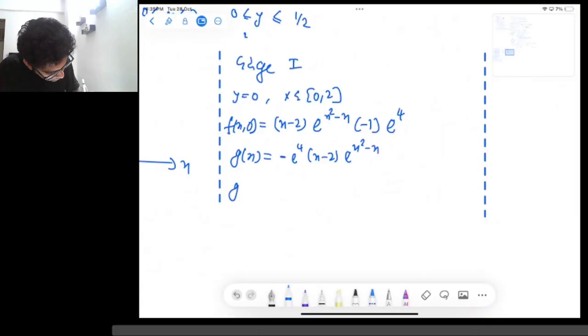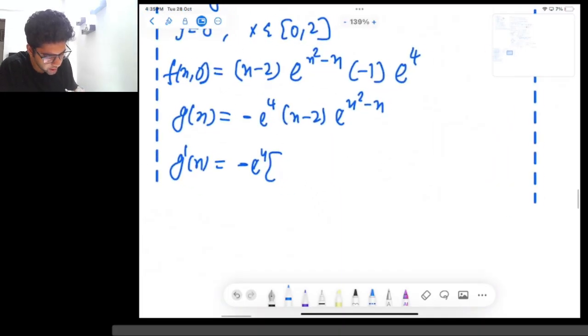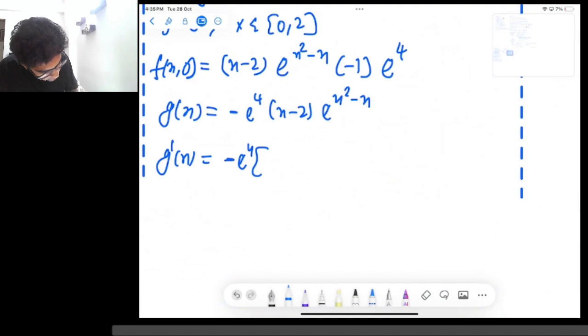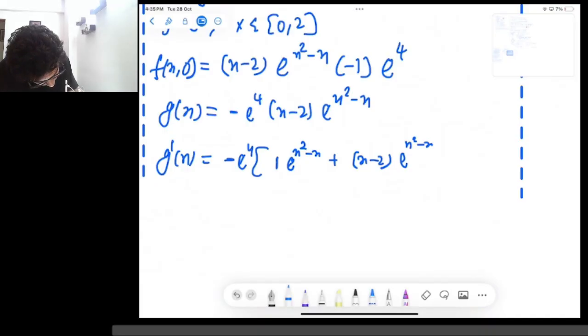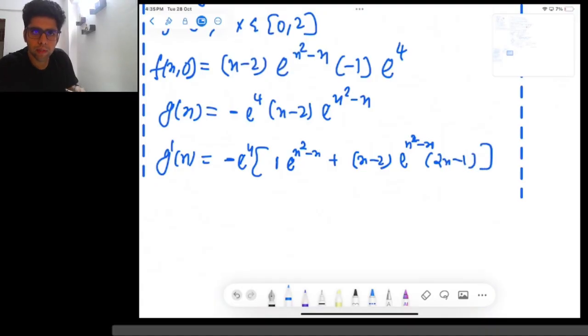Now let's just differentiate this function. This gives me e to the power minus 4, and e to the power minus 4 comes out, minus e to the power 4. I am now differentiating this single variable function. So this x minus 2 gives me 1 into e^(x square minus x) plus x minus 2 into e^(x square minus x), which now gives me 2x minus 1. I think we have already found this earlier.